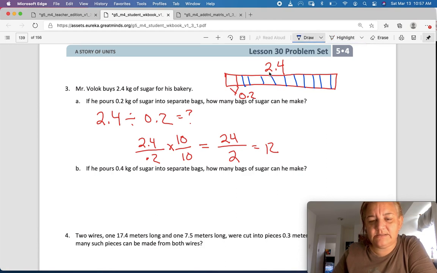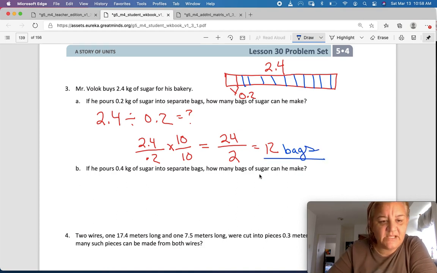Okay. So each of those is 12, right? How many times does 2/10 of a kilogram go into 2 4/10 kilograms? 12 times. So how many bags of sugar can he make? 12 bags. Don't forget your labels.